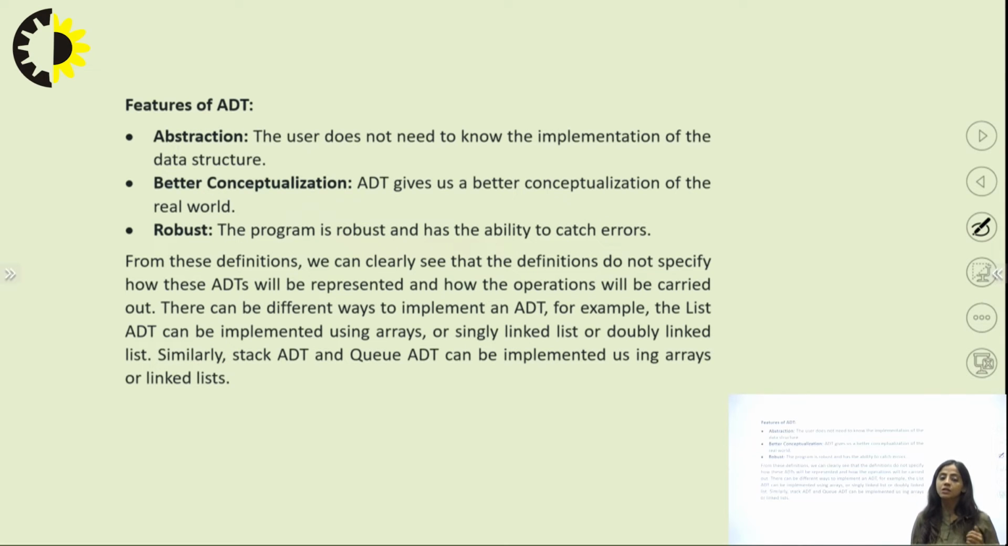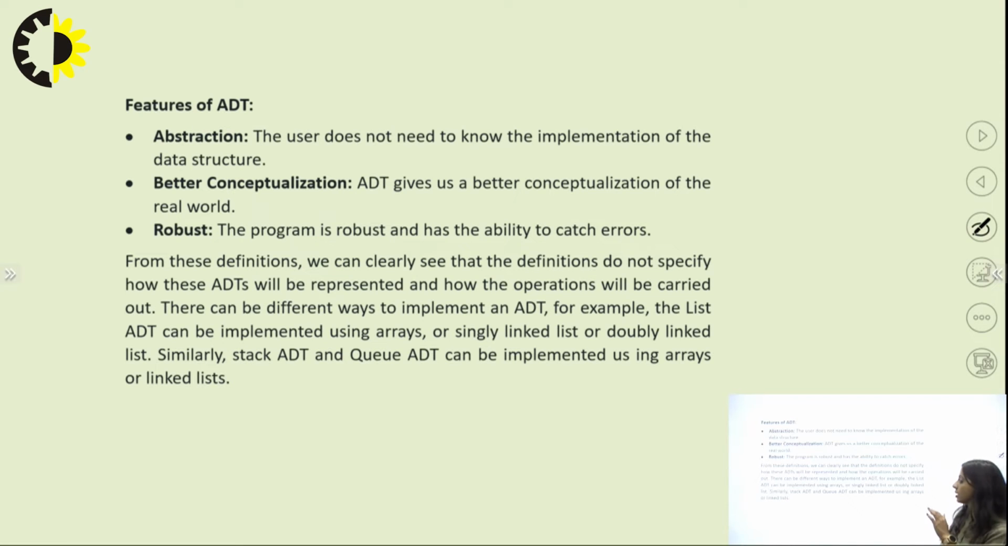From these definitions, we can clearly see that the definitions do not specify how these ADTs will be represented and how the operations will be carried out. There can be different ways to implement an ADT. For example, the list ADT can be implemented using arrays.